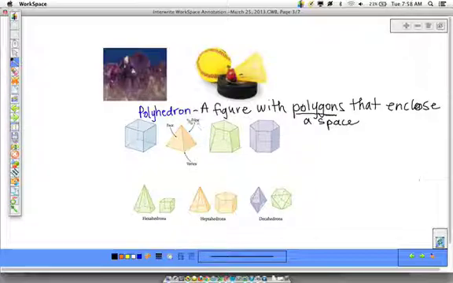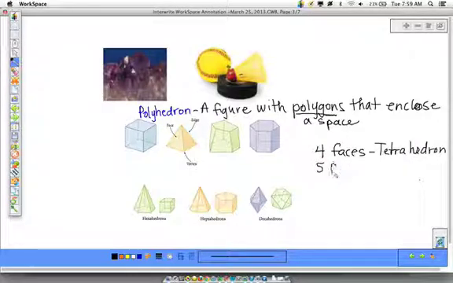They classify polyhedra by the number of faces, not the number of sides. The weird named one is if there are four faces, then it's called a tetrahedron. If there are five faces, what would your bet be? It would be a pentahedron.